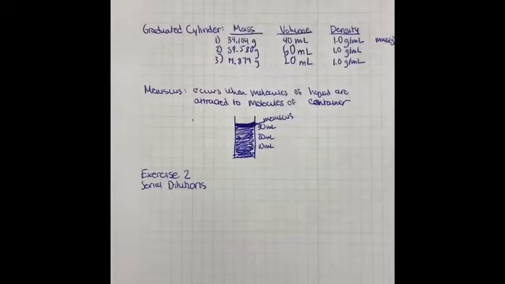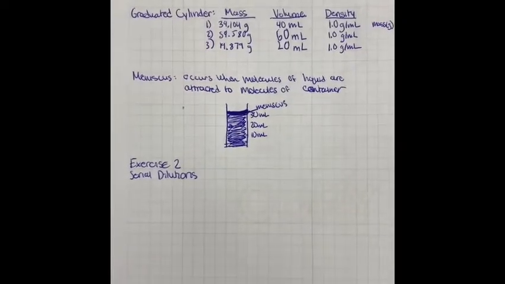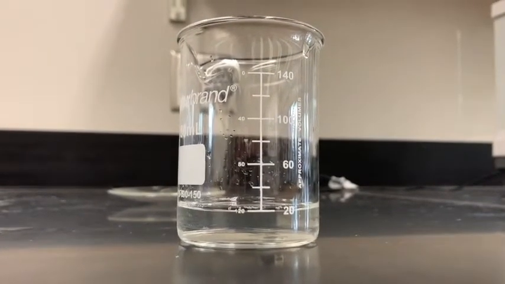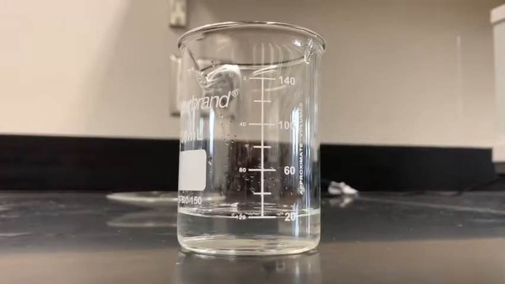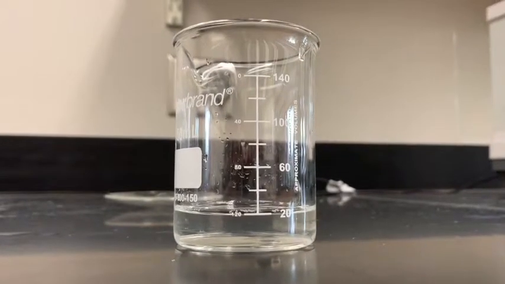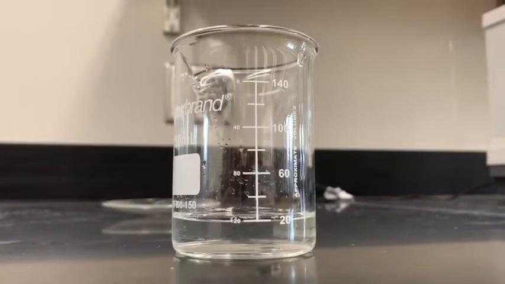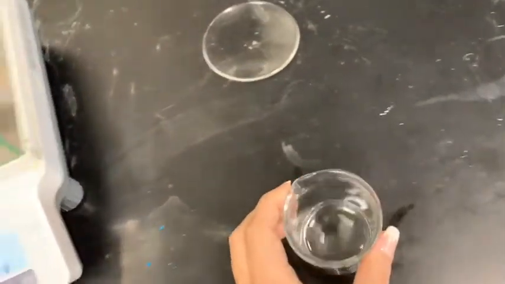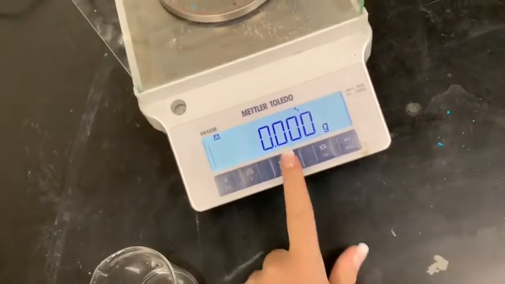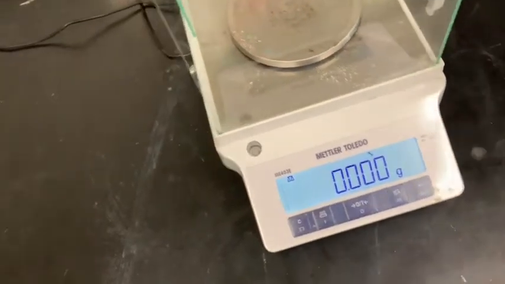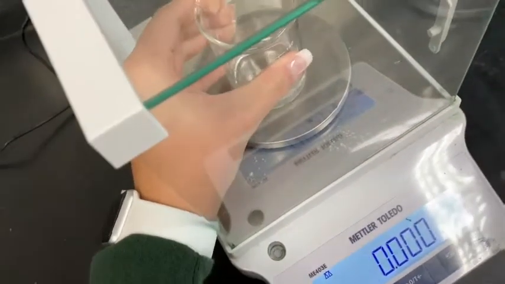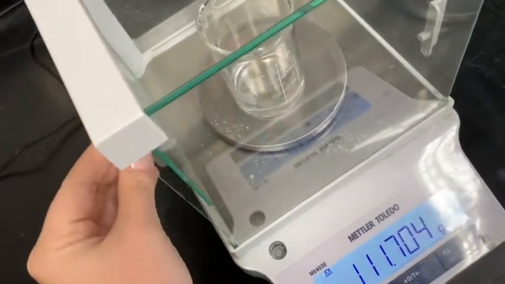Here is another drawing to visualize the meniscus. This is showing that we are starting with 20 milliliters of the stock solution, and this is showing the meniscus at 20. We're going to tear to 0. Shut the door.